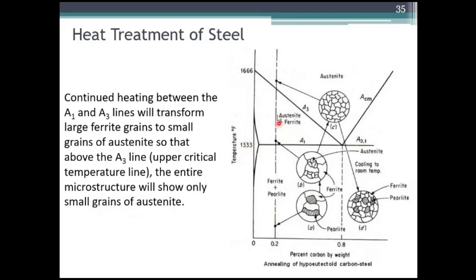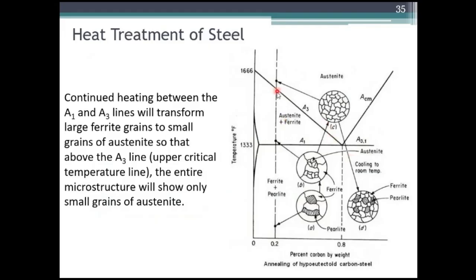So if you continuously heat it up to the A3 line, above this A3 line, that is the upper critical temperature, the entire microstructure will show the austenite structure. When you slowly start the heating, initially it will have some pearlite and some ferrite content in it. Then afterwards, the ferrite content will increase and the pearlite will break into austenite.